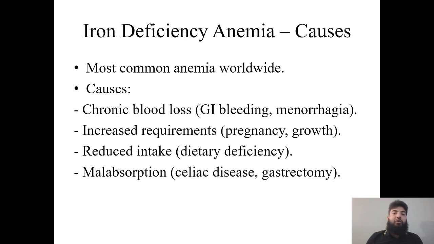So let's talk about deficiency anemia. What are the causes of iron deficiency anemia? There are multiple causes, but the most important of them is chronic blood loss, which usually happens in GIT bleeding or menorrhagia. In GIT bleeding, there are certain causes. One of them is parasitic infection, which is most common in children. And then increased requirements such as pregnancy and growth could also lead to iron deficiency anemia.